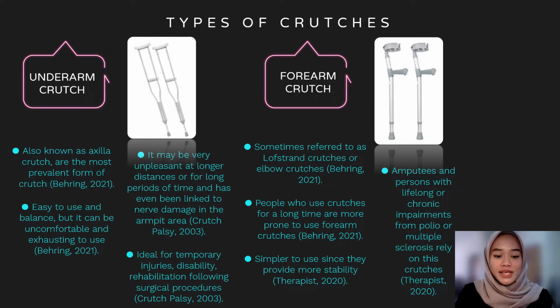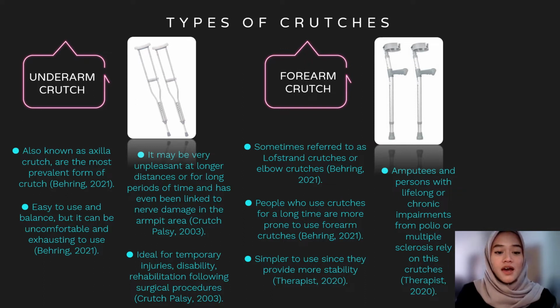Underarm crutches, also known as axilla crutches, are the most prevalent form of crutch. These crutches go under the arm and may be adjusted to the user's height. They are easy to use and balance, but can be uncomfortable and exhausting to use. Underarm crutches can be made of wood, although aluminum is the most frequently used material today. It may be very unpleasant at longer distances or for long periods of time and has even been linked to nerve damage in the armpit area. Underarm crutches are ideal for temporary injuries and disability rehabilitation following surgical procedures.